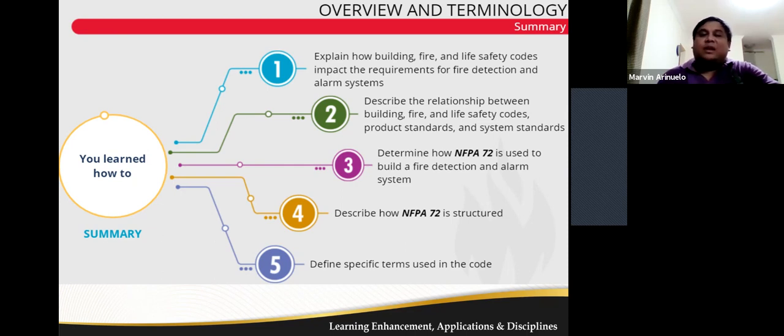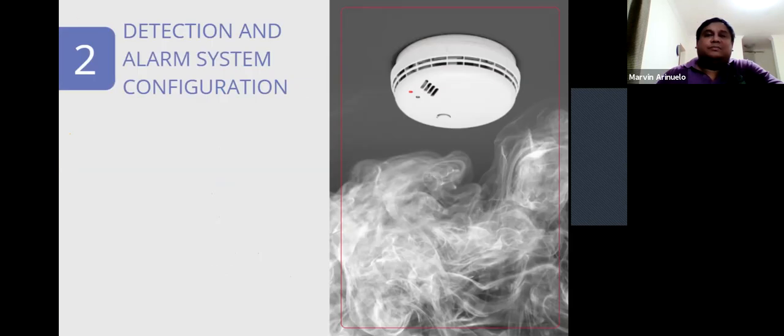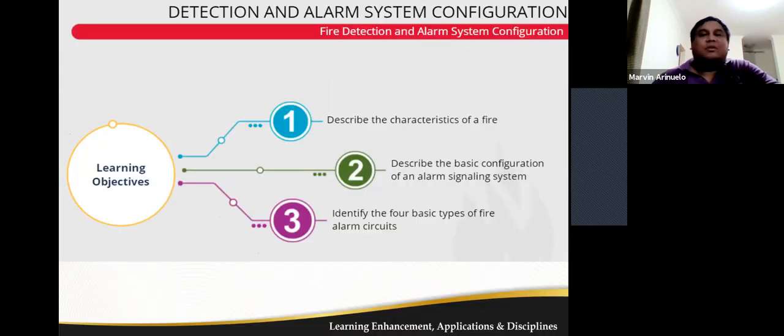Number four, describe how NFPA 72 is structured. And there are annexes, if you remember, which are just supplementary material, not necessarily required. And define specific terms used by the code: shall, should, etc. Number two, detection and alarm system configuration. Our objective is to describe characteristics of fire, describe the basic configuration of an alarm signaling system, and identify the four basic types of fire alarm circuit.